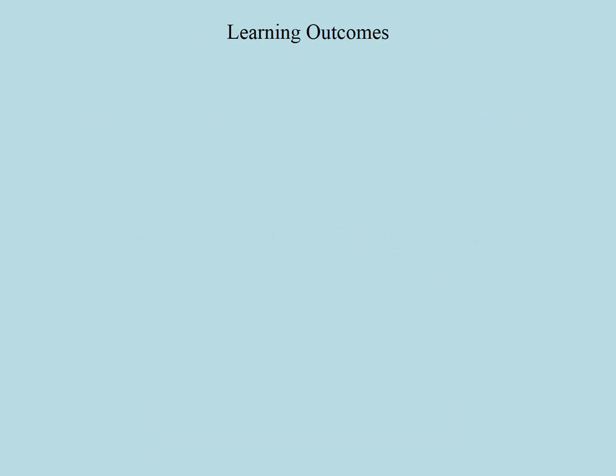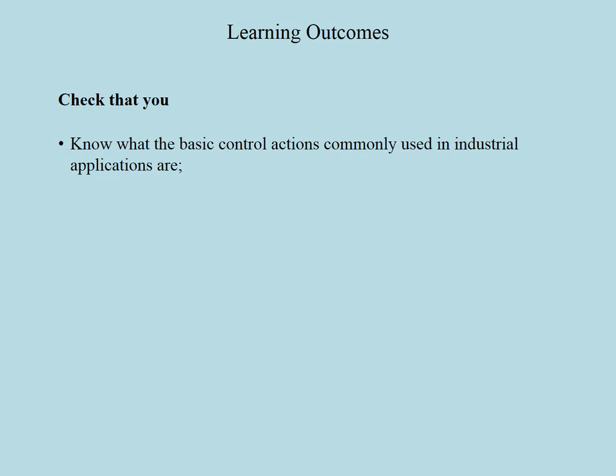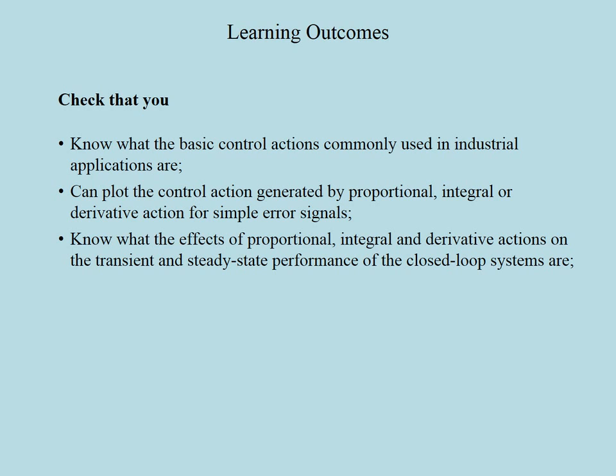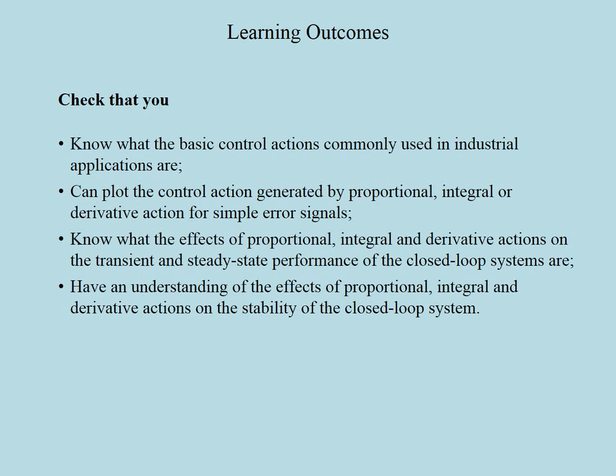So this brings us to the end of this lecture. As you do after each one of these videos, review the exercises and examples in your textbook and check that you know what the basic control actions commonly used in industrial applications are, that you can plot the control action generated by proportional, integral, or derivative action for simple error signals, that you know what the effects of proportional, integral, and derivative actions on the transient and steady-state performance of closed-loop systems are, and that you have an understanding of the effects of proportional, integral, and derivative actions on the stability of the closed-loop system.